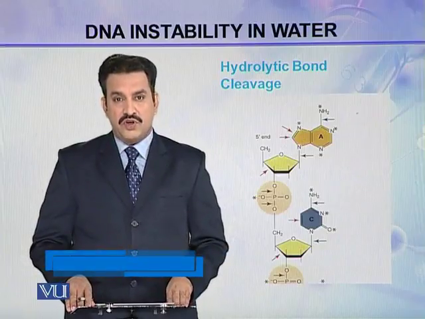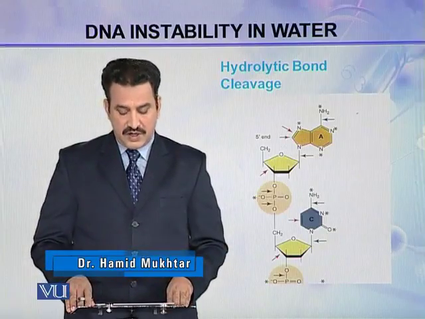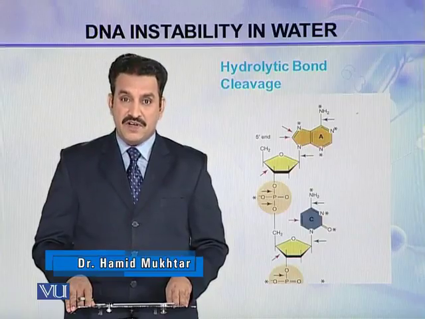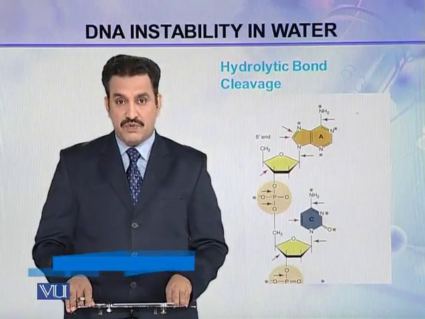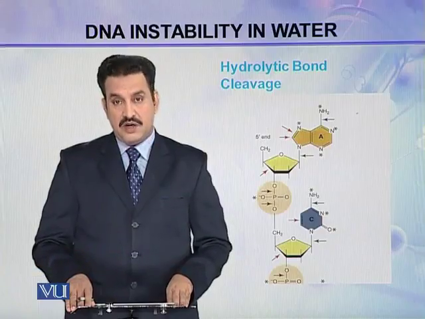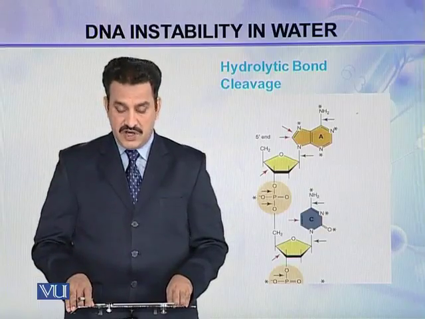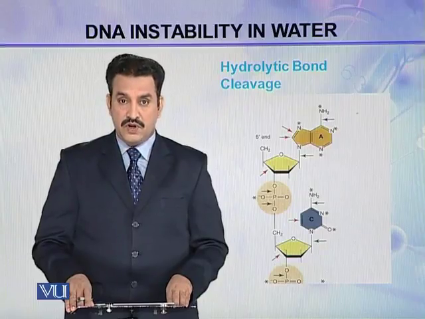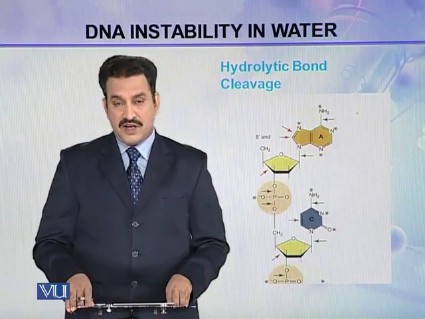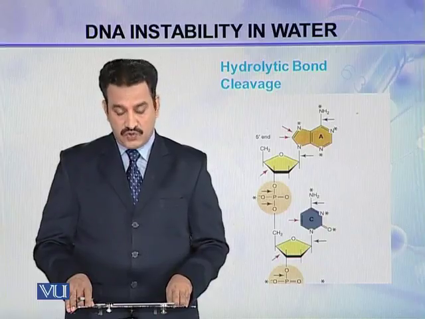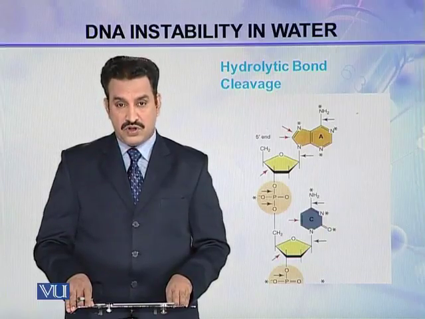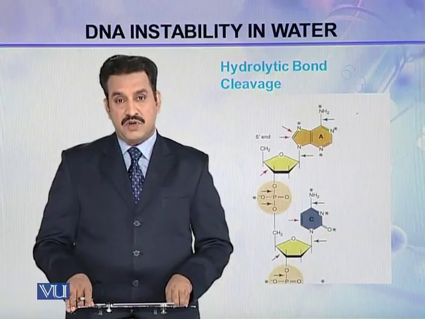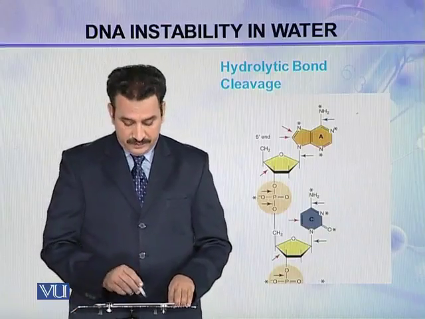So hydrolytic bond cleavage, in this diagram you can see the arrows pointing to different bonds which can be broken by hydrolytic cleavage, and different colors indicate different types of bonds. So in this diagram you can see phosphodiester bonds and N-glycosyl bonds and some other bonds as well.